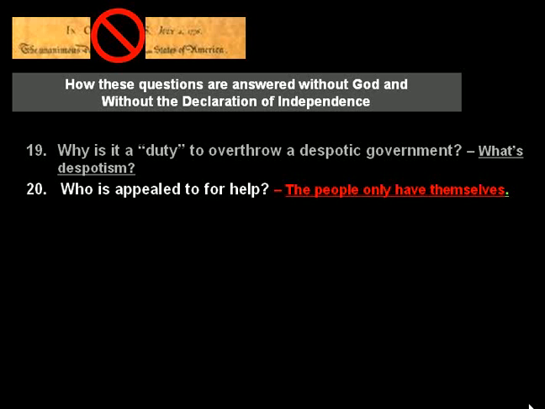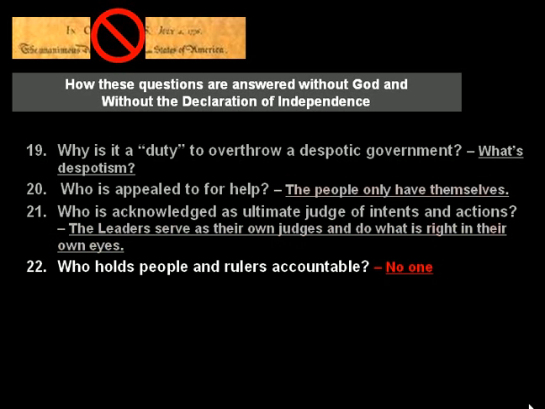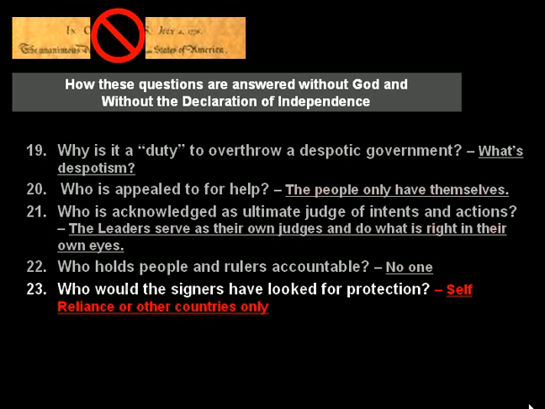Who's appealed to for help? The people only have themselves. Who's acknowledged as the ultimate judge of intents and actions? The leaders serve as their own judges and do what is right in their own eyes. Who holds the people and rulers accountable? No one. Who would the signers have looked to for protection? Well, it probably would have been self-reliance or only other countries.